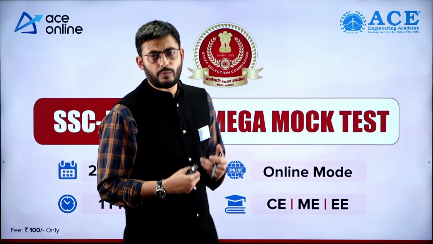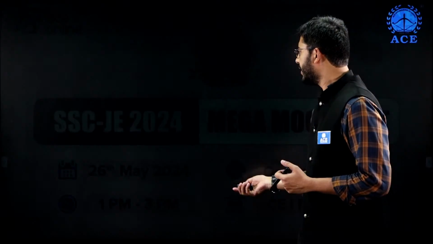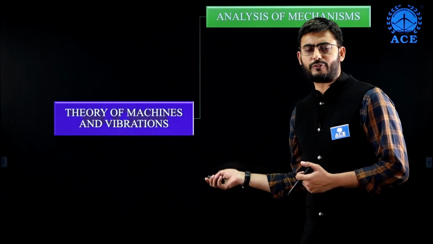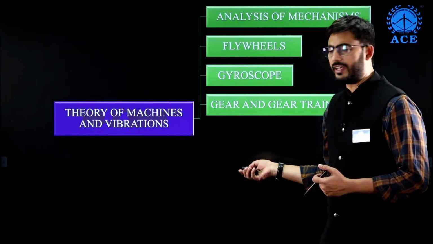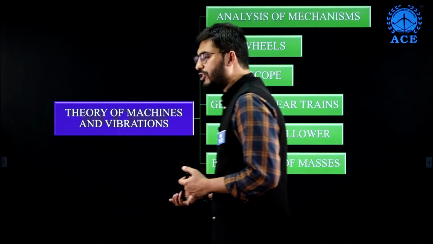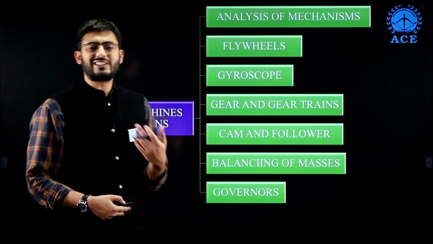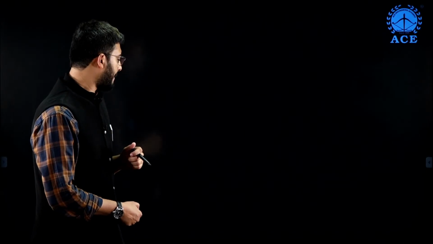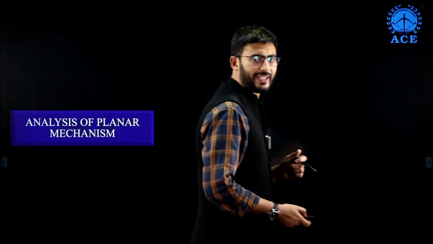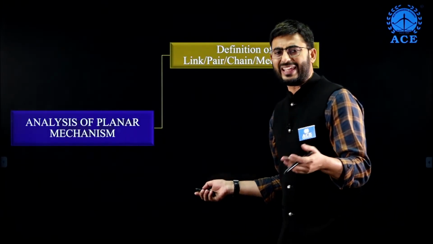Now let us see what topics we have in this subject, Theory of Machines and Vibrations, and after that we will see the questions. This subject consists of the topics mechanism, flywheels, gyroscope, gear and gear trains, cam and followers, balancing of masses, and vibrations. Now let us see what the subtopics are within these major ones. Under the mechanism chapter, the subtopics we have are the definition of link, pair, mechanism and chain.